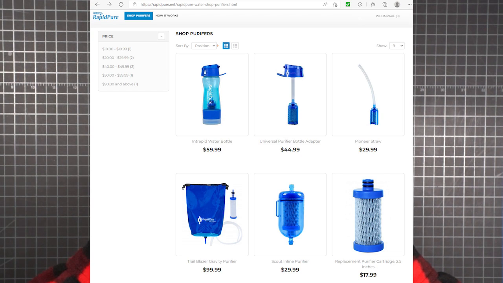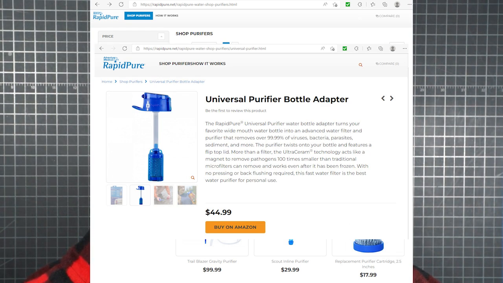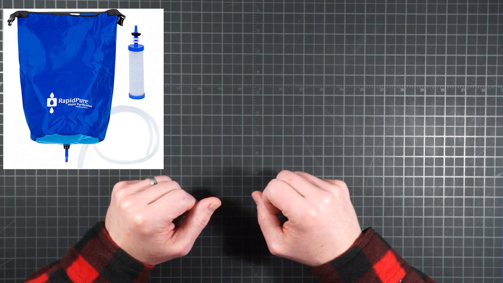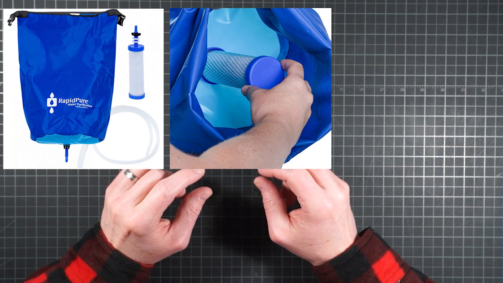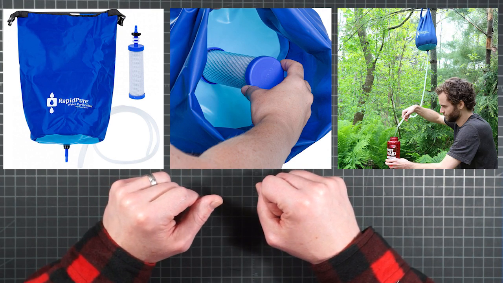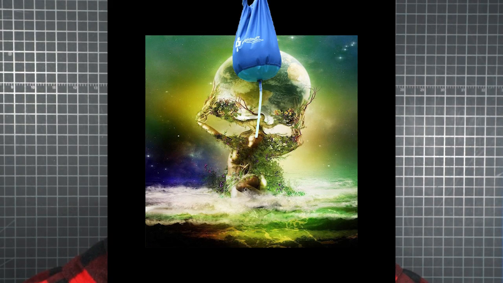So if you like the filter, it's available in a variety of formats beyond just the straw version. The replaceable Purifier cartridge also fits into a housing for inline use, as well as their own Intrepid water bottle. Or you can use the universal bottle adapter to turn your favorite Nalgene into a purifier. They also offer a gravity system where a larger version of the Purifier cartridge fits into Adventure Medical's proprietary 9-liter bag, which you can just hang from a tree and let Mother Earth do the work for you.